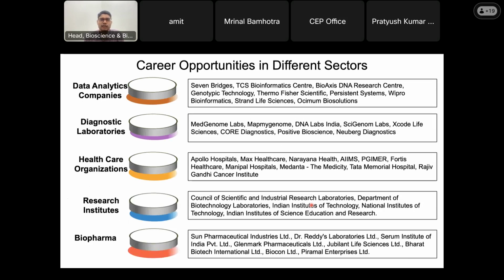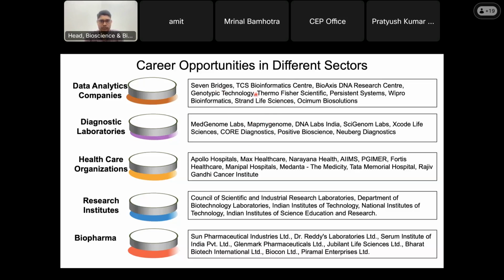There were also some queries regarding the career opportunities after going through this program, so I just want to show you some of them. There are career opportunities in different sectors. As you can see, they are highlighted: data analytics companies, diagnostic laboratories, healthcare organizations, research institutions, as well as biopharma. Some of the companies are listed here for each of these sectors.